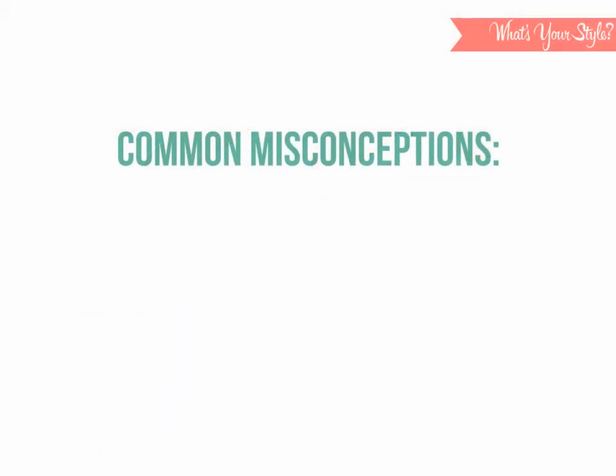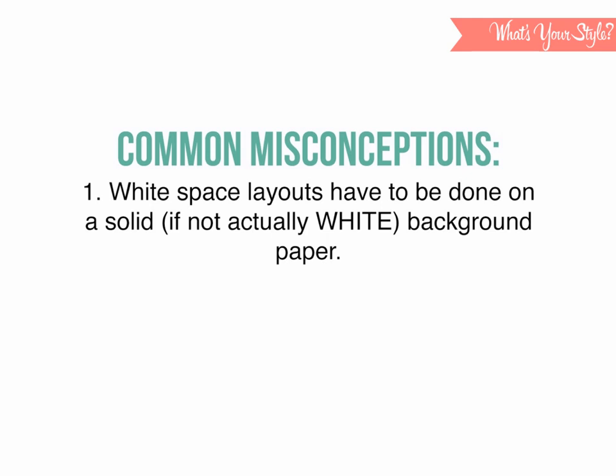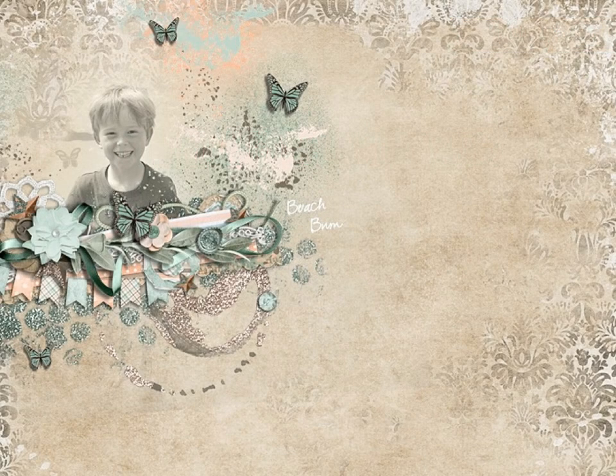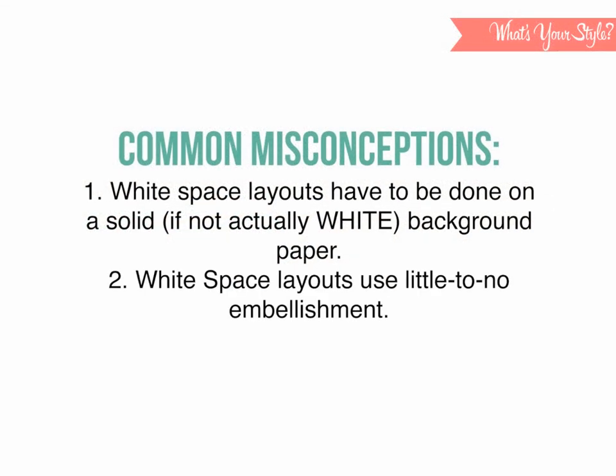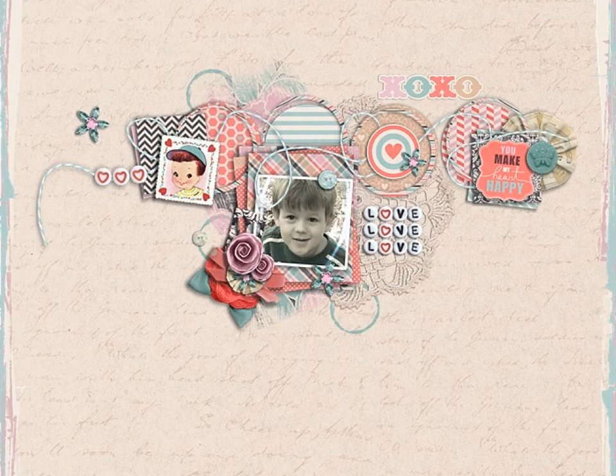Here are some common misconceptions about white space. First, white space layouts have to be done on a solid, if not actually white, background paper. This couldn't be further from the truth. Some of the best white space layouts are done on gorgeous patterned papers. Second, white space layouts use little to no embellishment. This is a common misconception, but as you can see on this layout, embellishment is quite necessary for a beautiful composition.